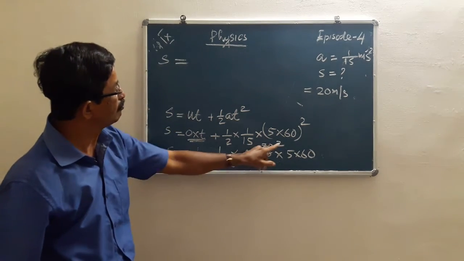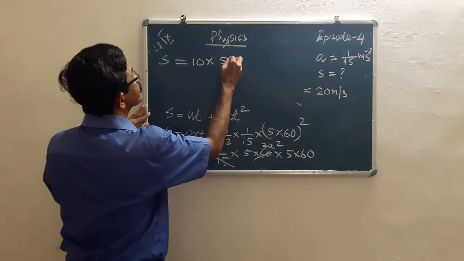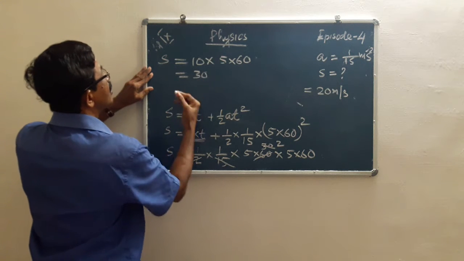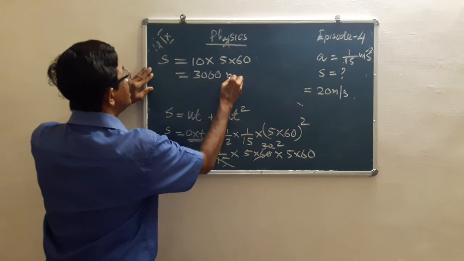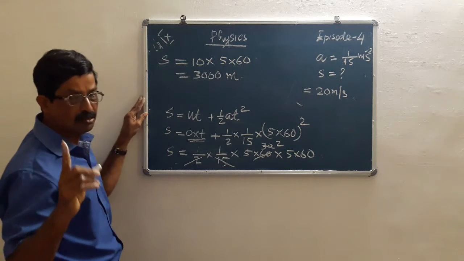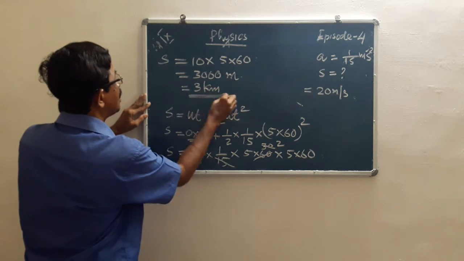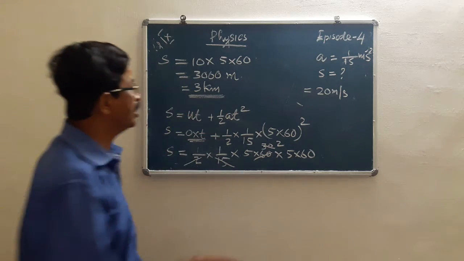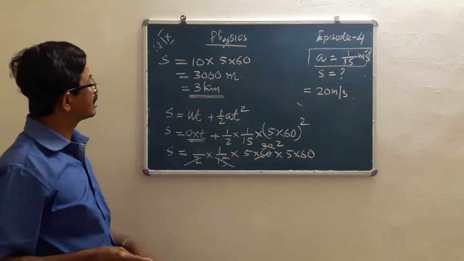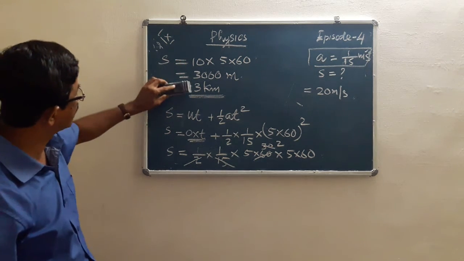Now see what we are getting: 5 into 2, 10, into 5 into 60. See, 5 times 6 is 30. Then this 0 and again this 0, that is 3000 meter. The train travels 3000 meter. We know 1000 meter is 1 kilometer, so 3000 meter is 3 kilometer. This is the distance traveled by the train within that time. So we got acceleration 1 by 15 meter per second square, and distance 3000 meter or 3 kilometer is the distance traveled by that train.